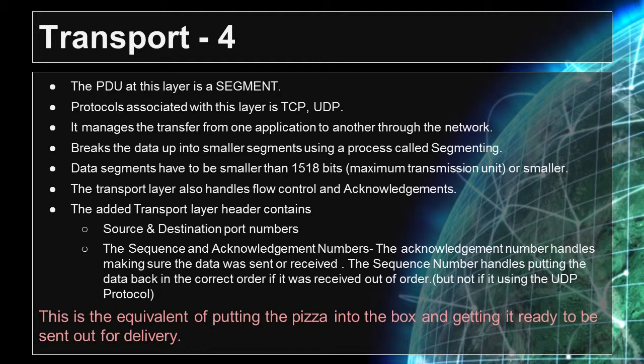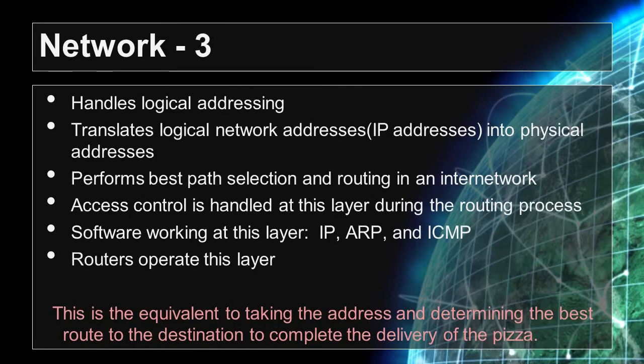The added transport layer header contains source and destination port numbers, and the sequence and acknowledgement numbers. The acknowledgement numbers handle making sure that the data is sent or received, and the sequence numbers handle putting the data back into the order if it was received out of order. But this is not used if the protocol is UDP. This is equivalent to putting the pizza into the box and getting it ready to be sent out for delivery.